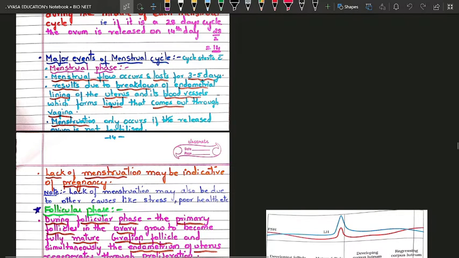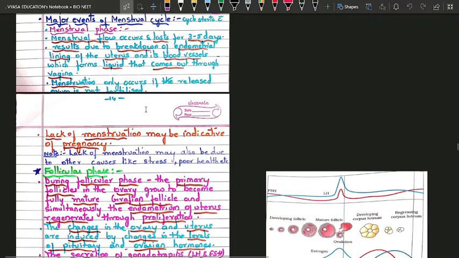Menstrual phase. So what is menstrual phase? The name itself suggests that in the menstrual phase there is bleeding for 3 to 5 days. Menstruation is happening. Menstrual flow occurs and lasts for 3 to 5 days. It results due to breakdown of the endometrial lining of the uterus and its blood vessels, which forms liquid that comes out through the vagina. So this is a menstrual flow. In the menstrual phase there is menstrual flow.